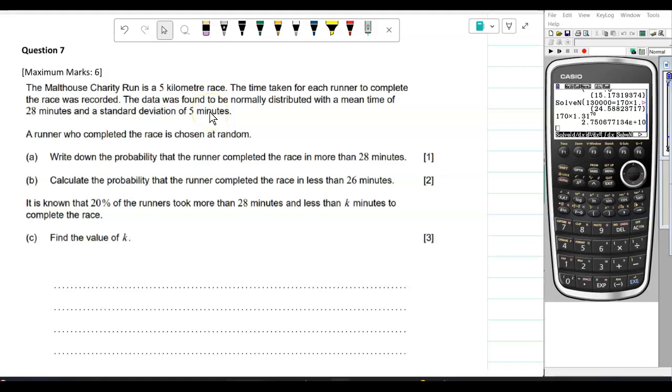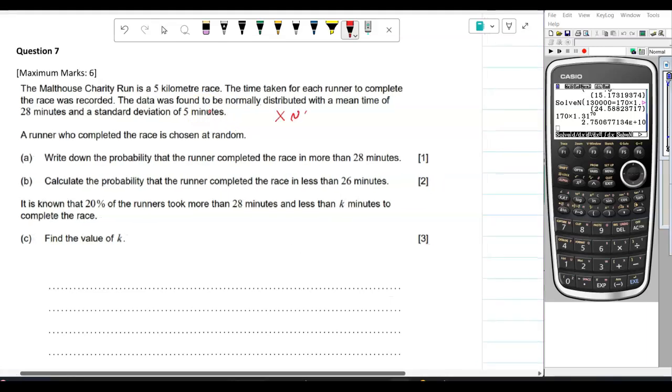So your X follows a normal distribution with mean 28 and variance 5 squared. Remember, this will be the variance, and variance is standard deviation squared. That's the rule, always when you write it. So why is it 5 squared? Because this is the standard deviation. Whenever you put the normal distribution symbol, you have to put the mean and the variance.